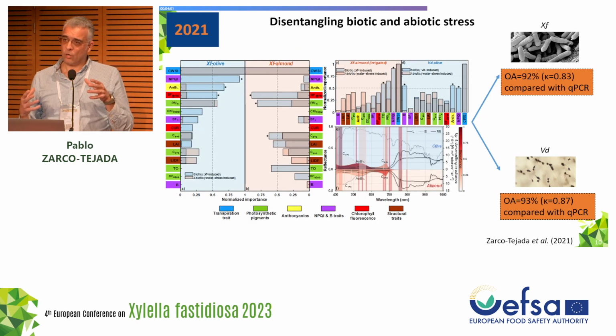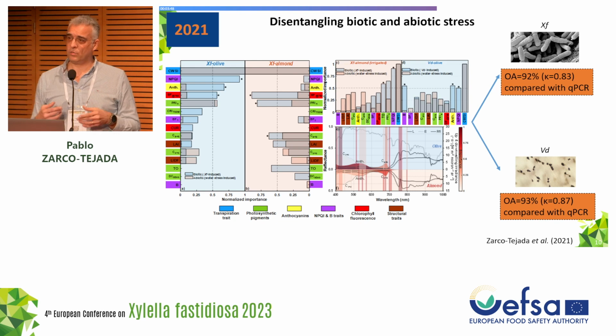We did that not only in the context of biotic and abiotic stress, but also across two different pathogens, which are vascular pathogens that have similar effects due to the induced water stress: Xylella fastidiosa at the top and Verticillium dahliae at the bottom.